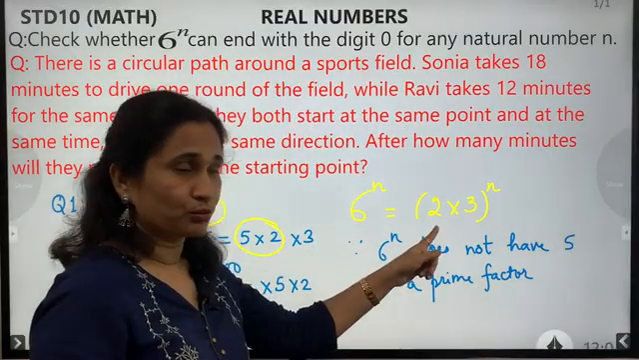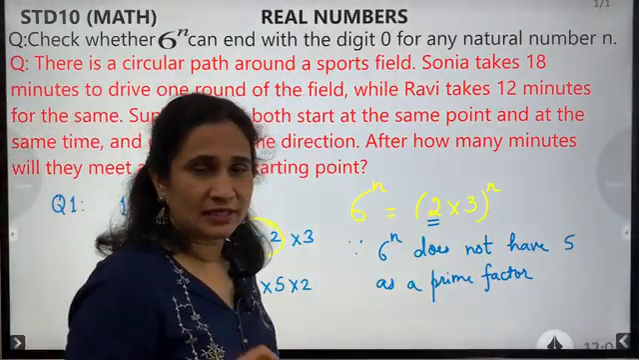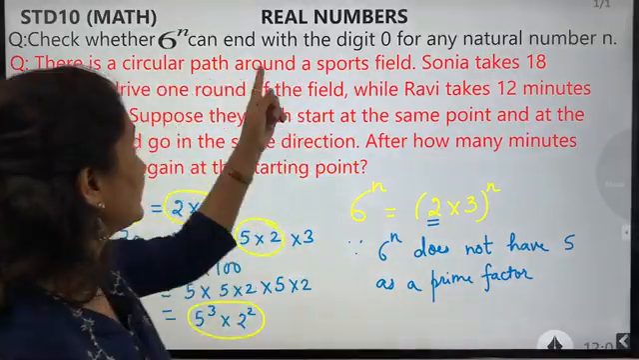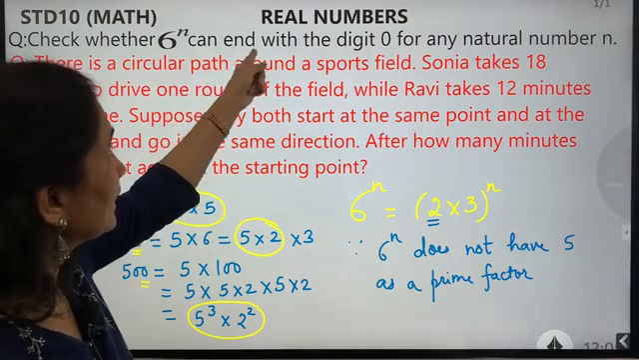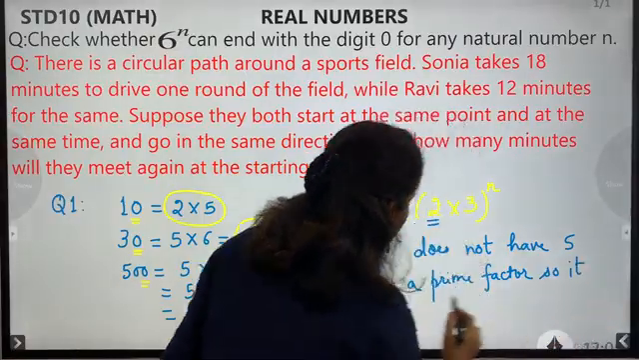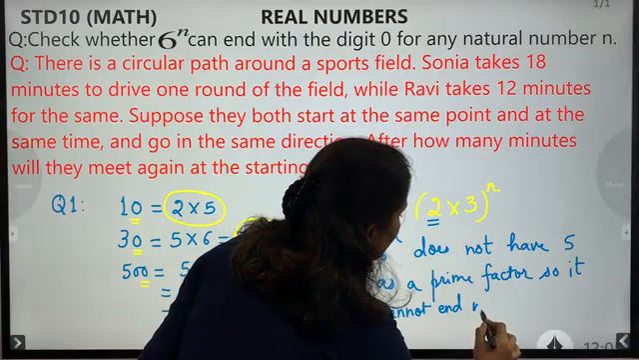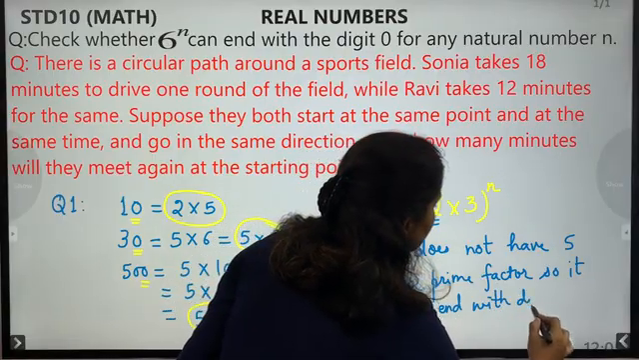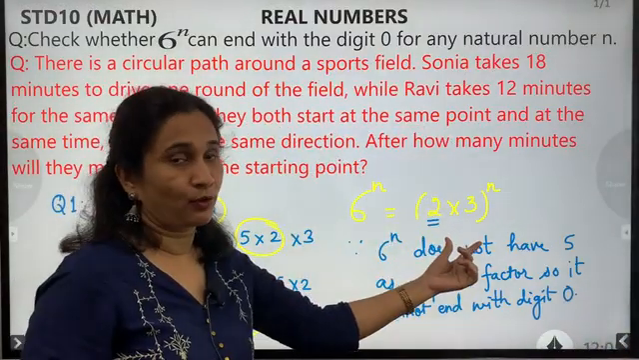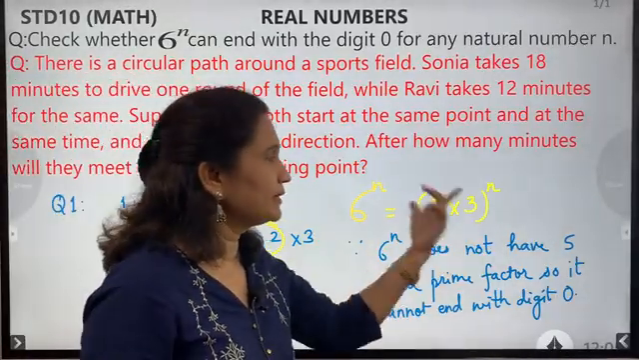children, it has 2, because we want 2 and 5. 2 is there, but 5 is missing. That is very important, that since it does not have 5 as a prime factor, therefore 6 to the power n cannot end with digit 0. So this part is important to show the factors. n can take any value, that is not the thing, but every time it will be expressed as 2 into 3.